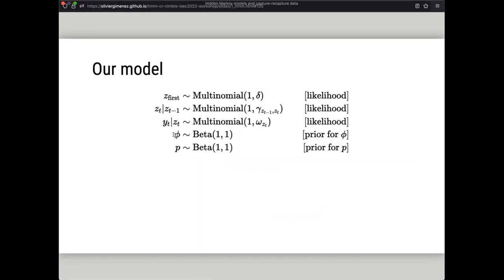And for the priors, for phi and for p, the detection probability, well, we'll just choose for now a uniform distribution between 0 and 1 or a beta distribution.